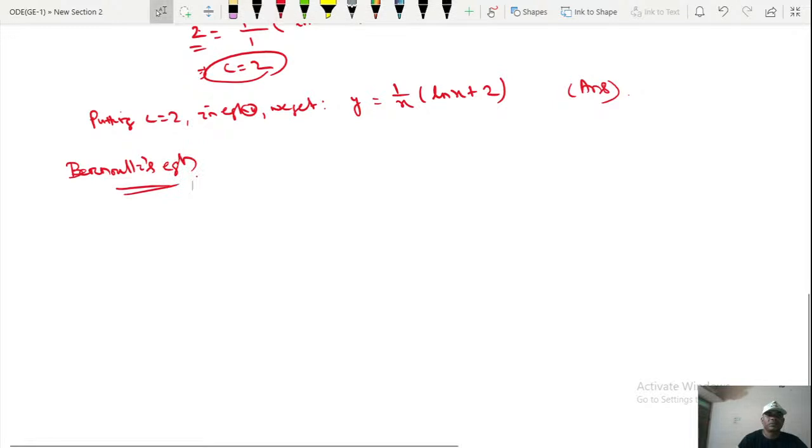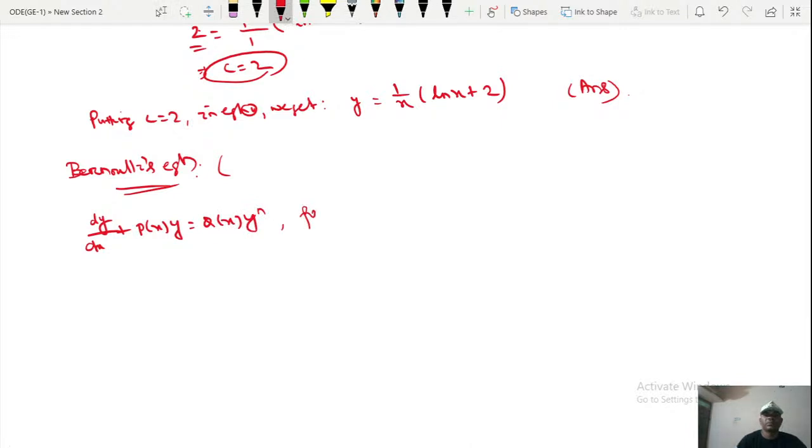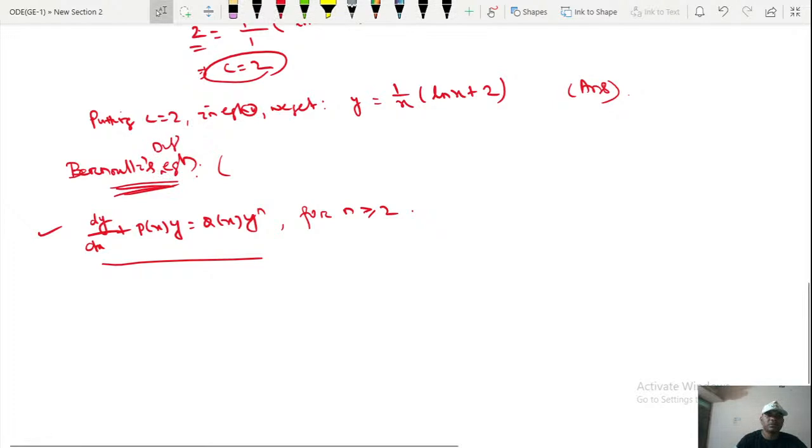So Bernoulli's equation, that means suppose a differential equation is in this way: dy by dx plus p of x times y equals q of x into y to the power n, for n greater than or equal to 2. If a differential equation is in this form, then we say this is a Bernoulli's differential equation, for n greater than or equal to 2.